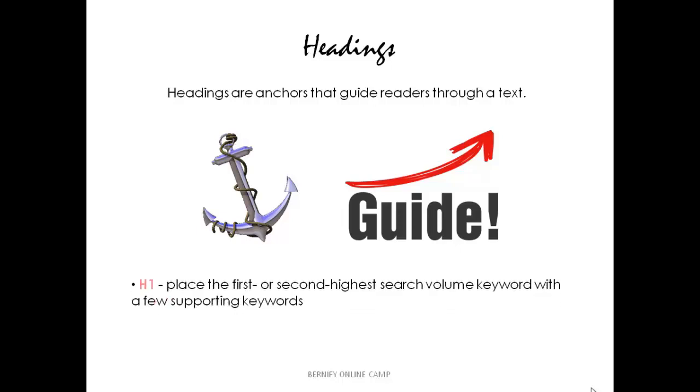Let's start with H1. H1 is where I place the first or second highest search volume keyword with a few supporting keywords. And you have to make sure to check that your site's code has only one H1 per page and no duplicates. And for subsequent H2 to H3 headings, you can use other targeted keywords with low search volumes.